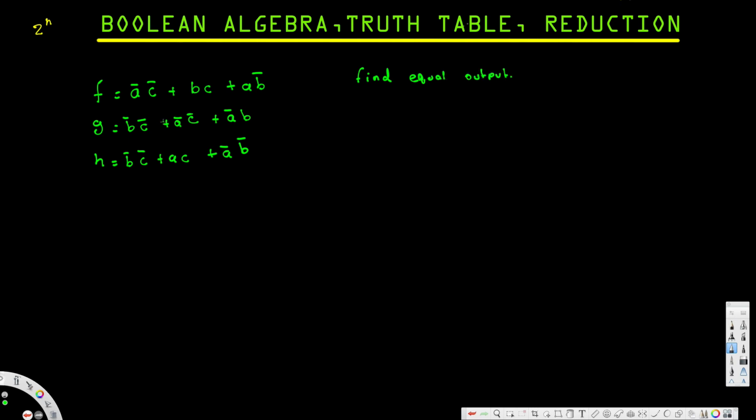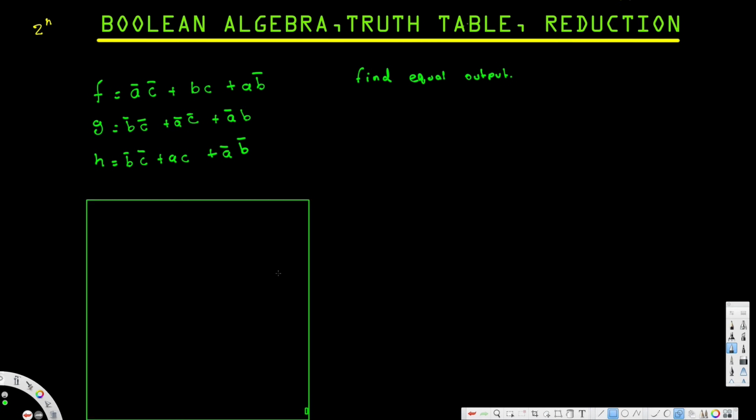Okay, let's see how we can find it. So in order to do this one, we have to use the truth table. Let's go ahead and create the truth table. So here we have the table, and in this one I'm gonna create 4 columns. Okay, 1, 2, 3, 4. So we have 4 columns.